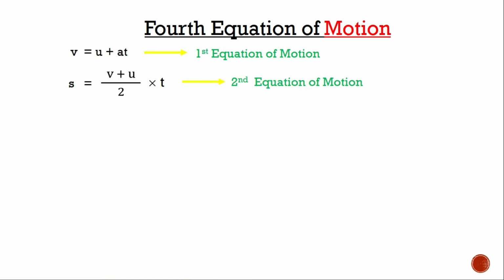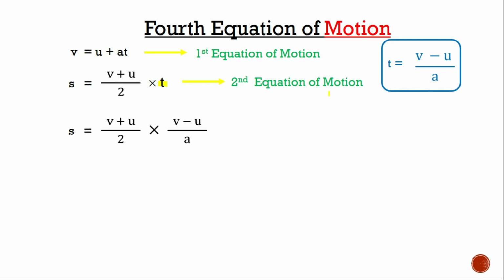Now for our fourth and the last equation, we need to get back to our first and second equation, but this time instead of replacing the value of V, we will replace the value of this T here. Now from our first equation, we can get the value of T as V minus U upon A. If we replace this value of T in our second equation, our equation will become something like this. S equals V plus U upon 2 into V minus U upon A.